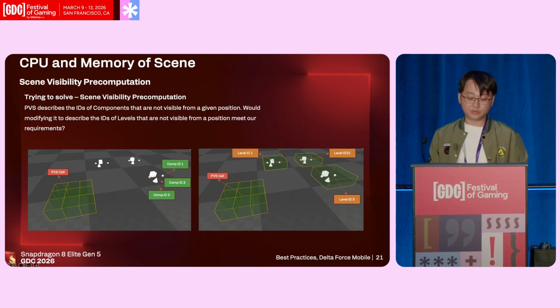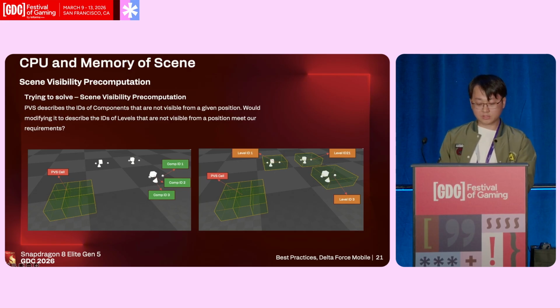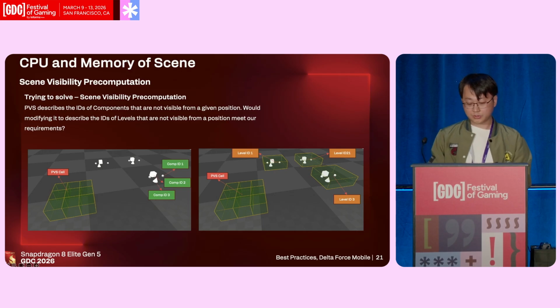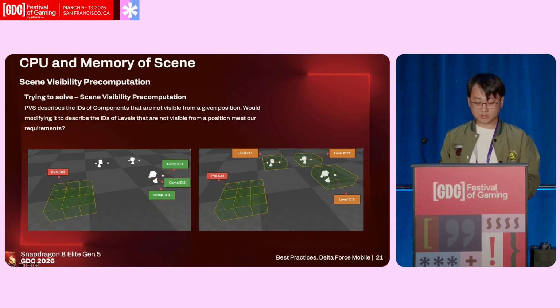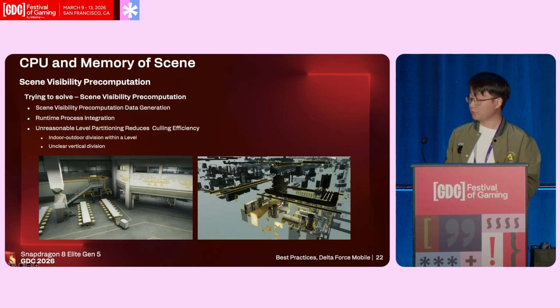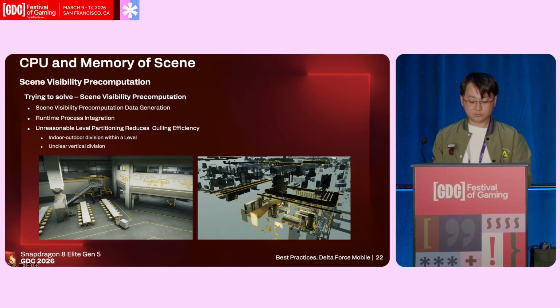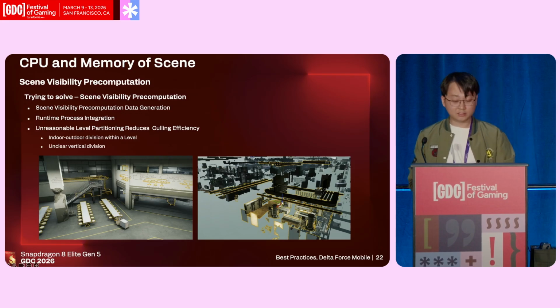So let's review what PVS does. PVS data indicates which components are invisible at specific positions. Now the question becomes, at any given position, which sublevels have all their components invisible? Using these rules, we can precisely determine which sublevels are invisible and safe to unload. Okay, it should be working, but there's still one remaining issue.